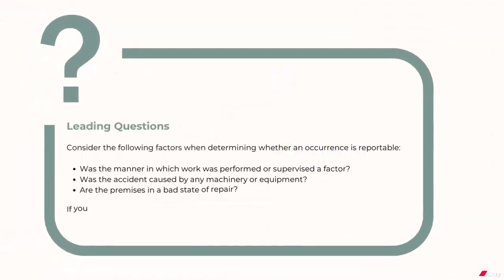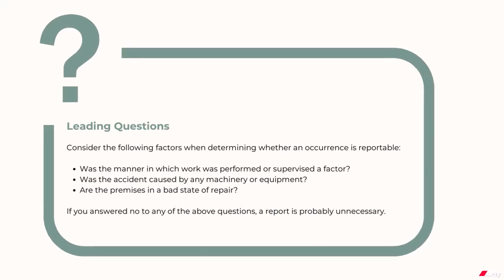Leading questions. Consider the following factors when determining whether an occurrence is reportable. Was the manner in which work was performed or supervised a factor? Was the accident caused by any machinery or equipment? Are the premises in a bad state of repair? If you answered no to any of the above questions, a report is probably unnecessary.